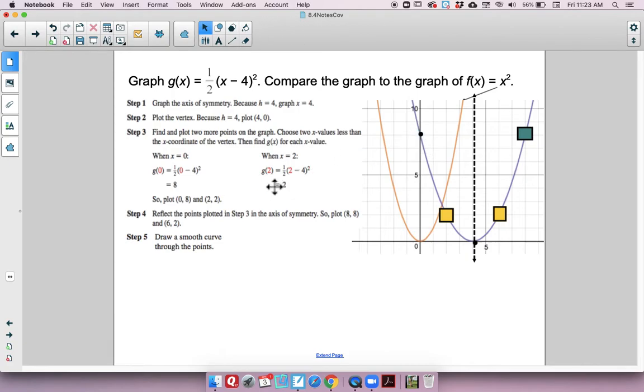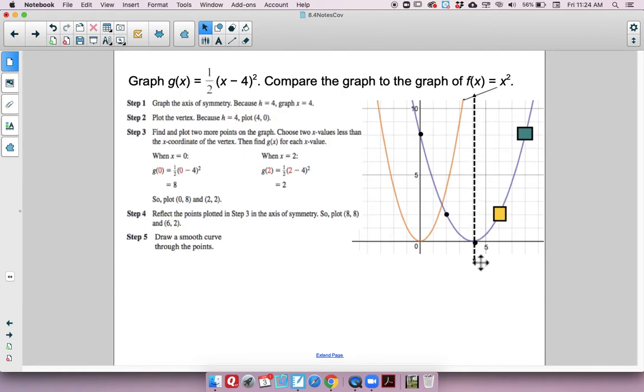Okay. And let's pick another number. Well, it's got a half in here and a 4. Let's keep with even numbers. Let's go with 2. So if I plug in 2, I have 2 minus 4, which would be negative 2. Quantity squared becomes 4, times a half is equal to 2. So I have another point I can plot at (2, 2). So that would be this point right here.